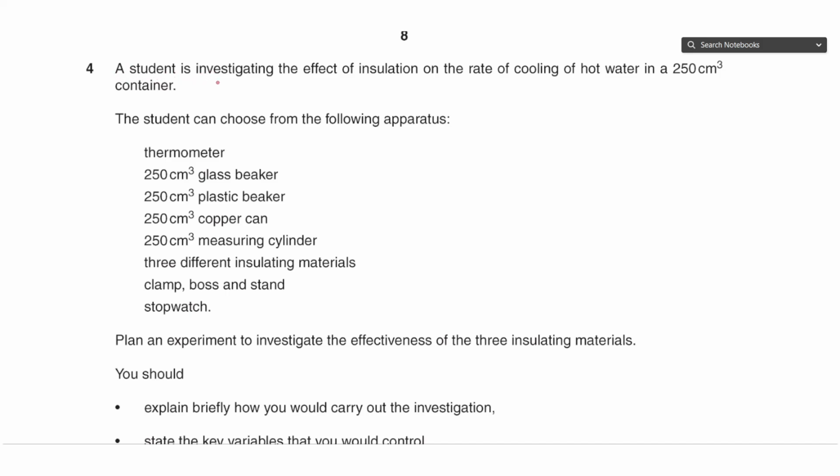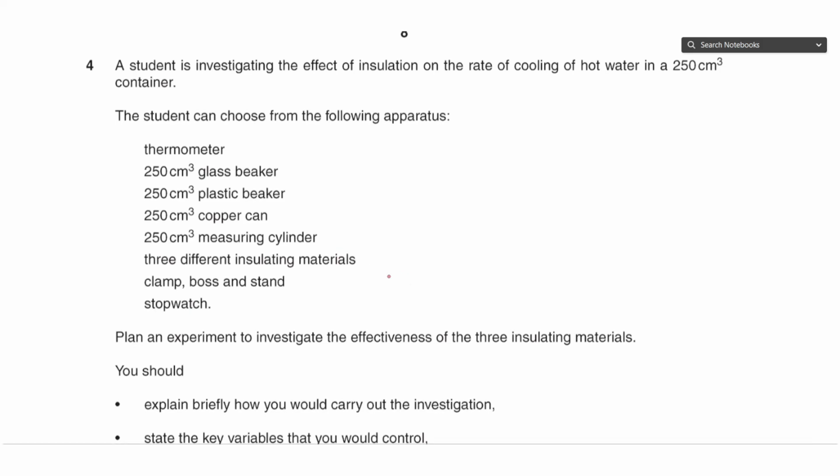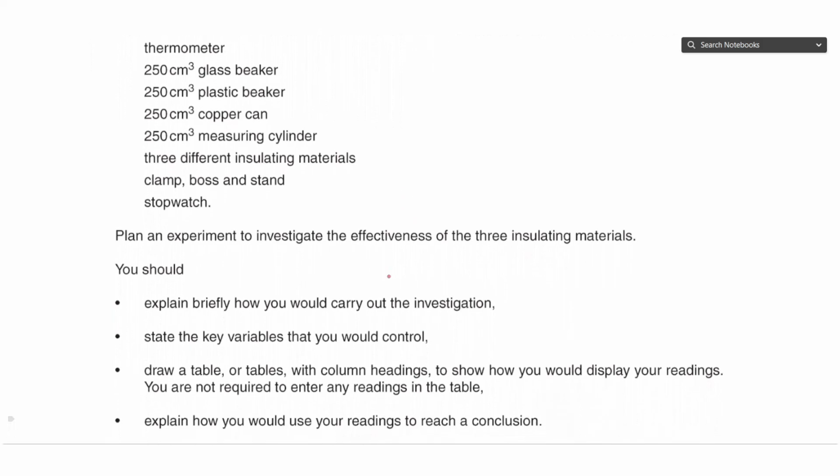Question 4 says a student is investigating the effect of insulation on the rate of cooling of hot water in a 250 cm3 container. The student can choose from the following apparatus: thermometer, 250 cm3 glass beaker or plastic beaker, copper can, measuring cylinder, 3 different insulating materials, clamp, boss and stands, and a stopwatch.